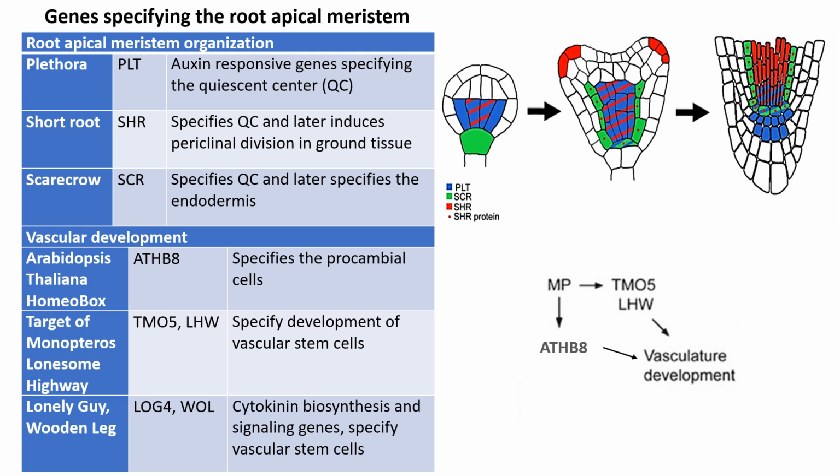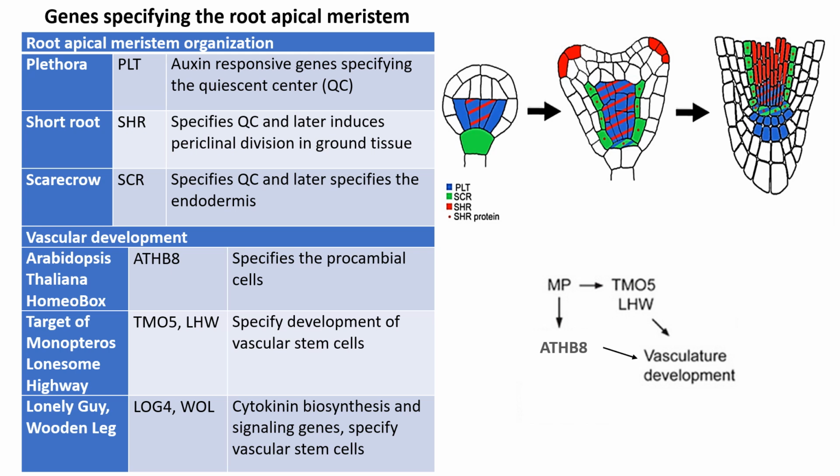Now for vascular development, a local increase in the auxin concentration is necessary for specifying the vascular stem cells. The identity of the vascular cells is attributed to the auxin response factor monopteros, which induces the expression of ATHB8, or the Arabidopsis thaliana homeobox gene 8, and this gene specifies the procambial cells.